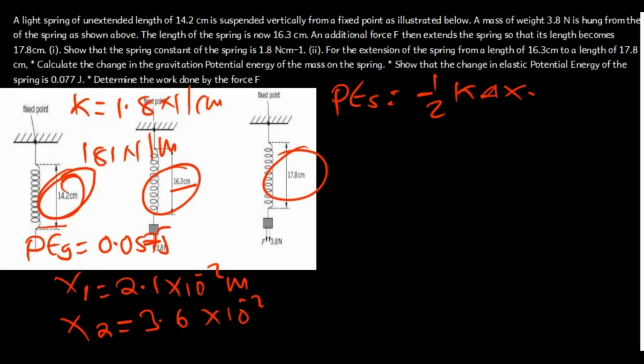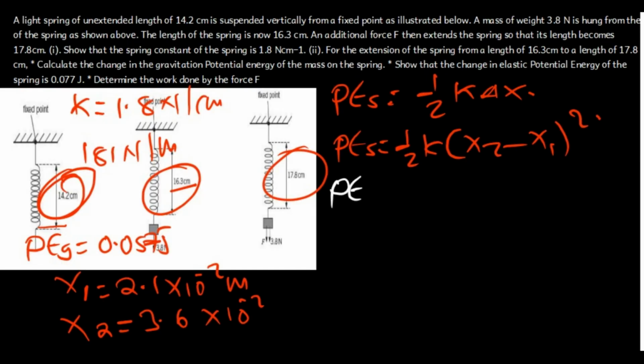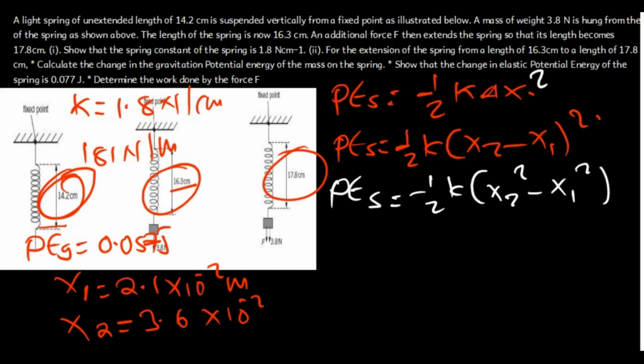Okay. So now elastic potential energy is going to be half k times (x2 minus x1), and then I square it. Squaring this is the same as, since this is squared, it's going to be x2 squared minus x1 squared.